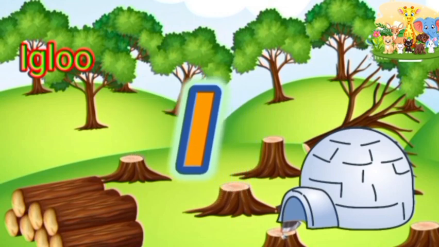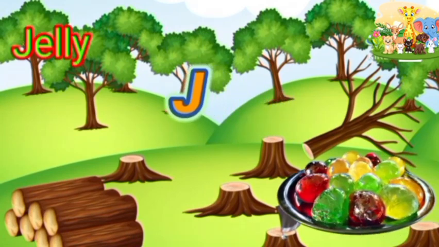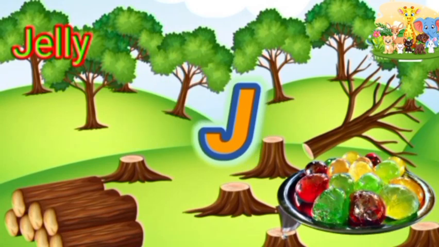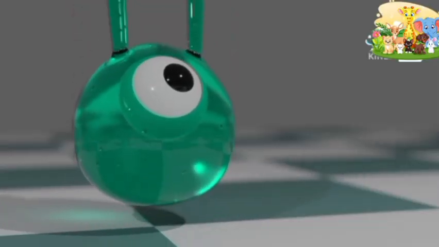igloo. I, igloo. J is for jelly, jelly. J, jelly.